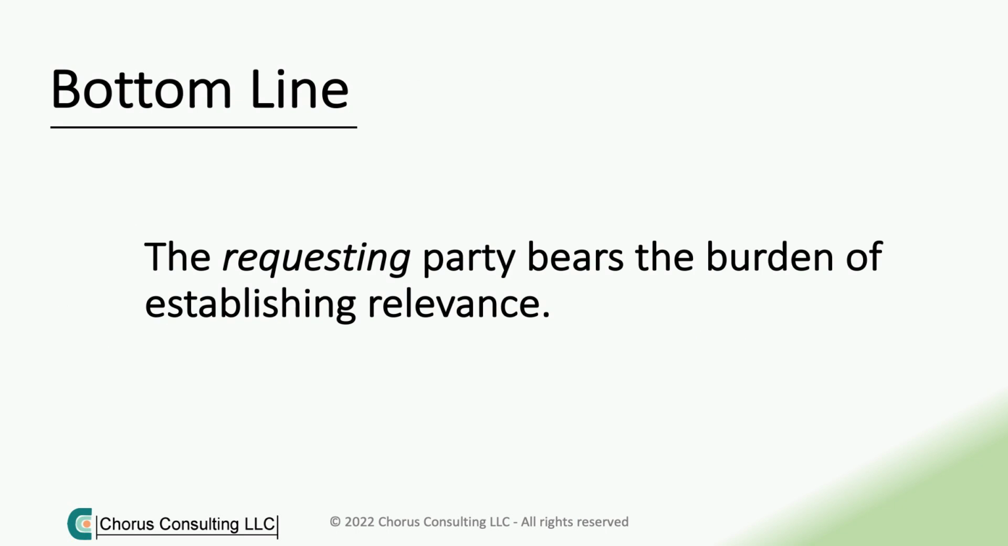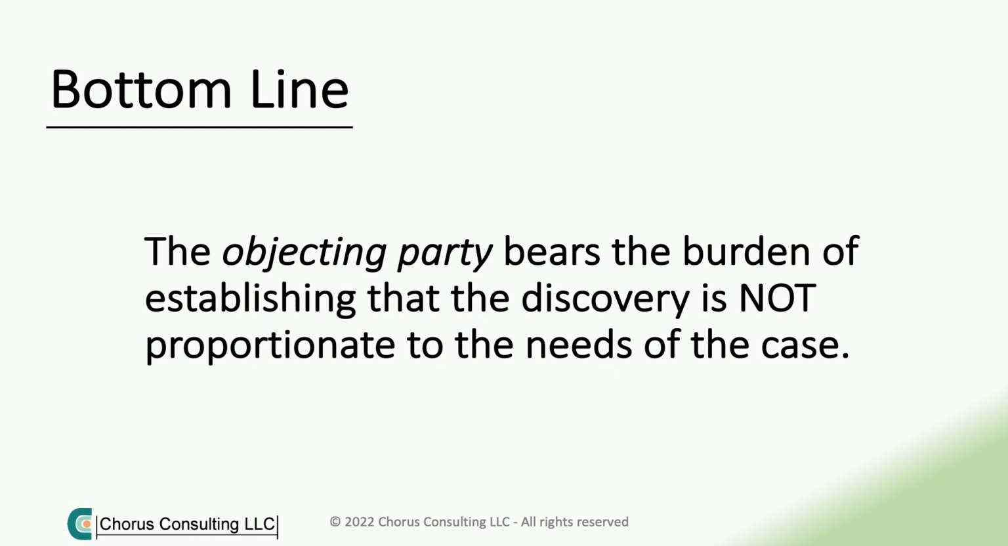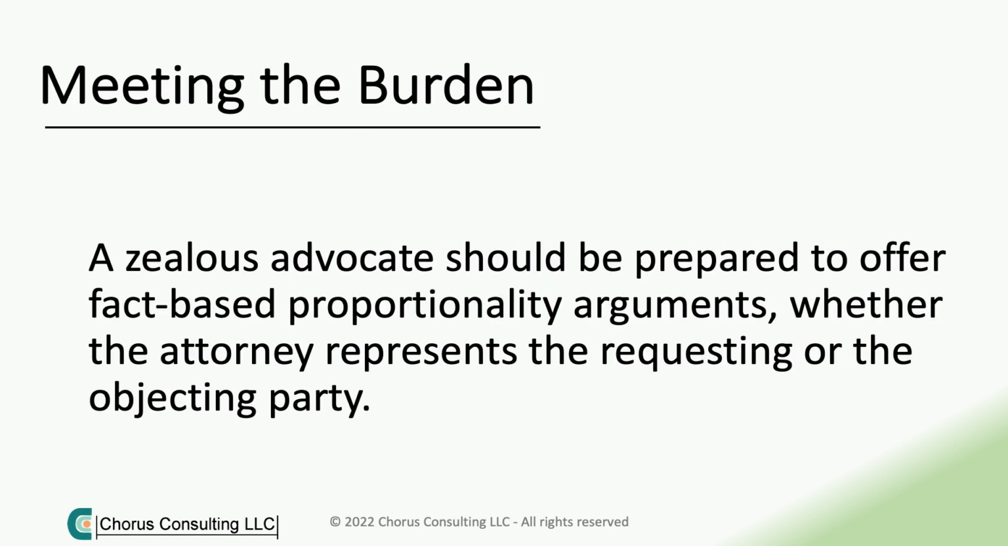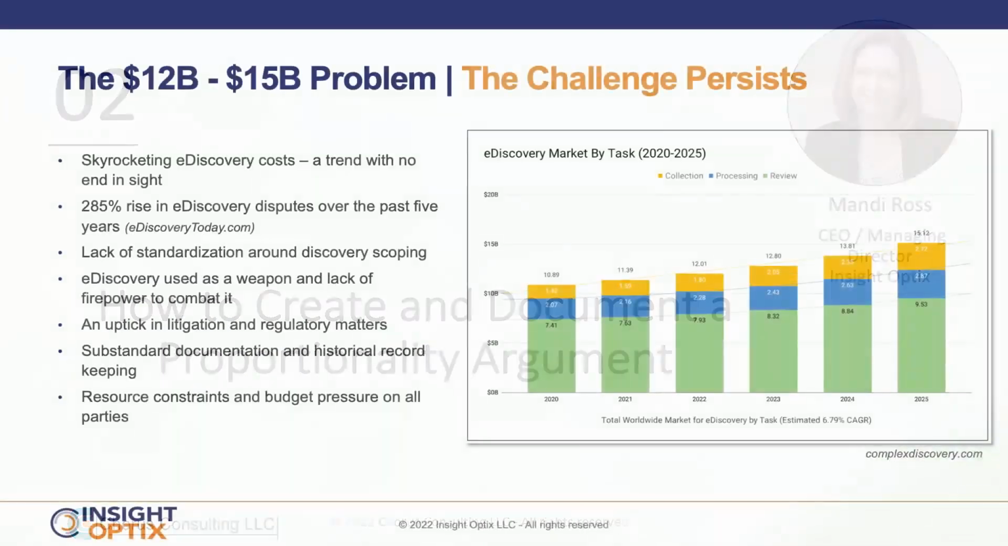The bottom line is the requesting party bears the burden of establishing relevance, and the objecting party bears the burden of establishing the discovery is not proportionate to the needs of the case. To meet the burden, a zealous advocate should be prepared to offer fact-based proportionality arguments, whether the attorney represents the requesting or the objecting party. Next, Mandy Ross, CEO and Managing Director of Inside Optics, is going to show and tell how their patented process documents a proportionality argument.